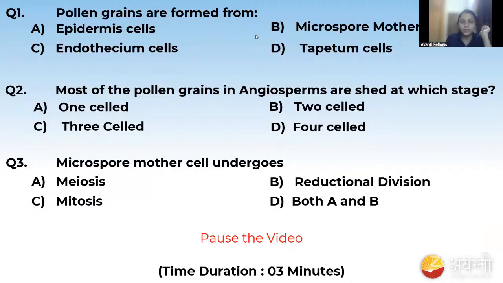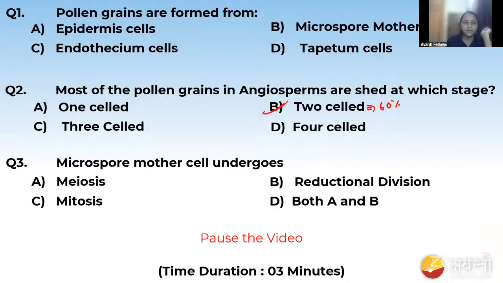Quick, quick. Very good, XP. Very good, Hima. Very good, Sanjushri. Very good, Nivedita. Yes, Rakshita. Yes, Poki. Yes, the correct answer is two cell stage. Right, 60%. 60% are shed at the two cell stage.